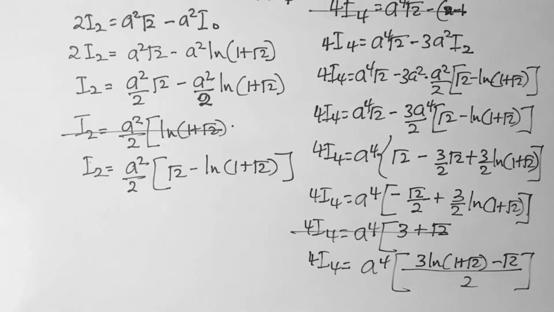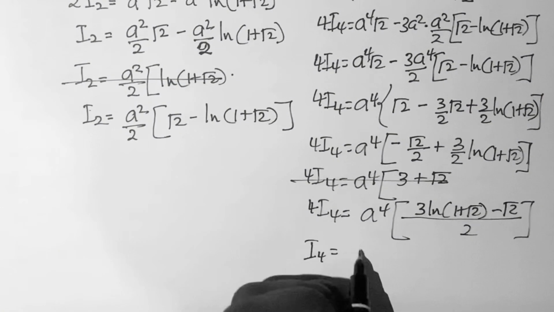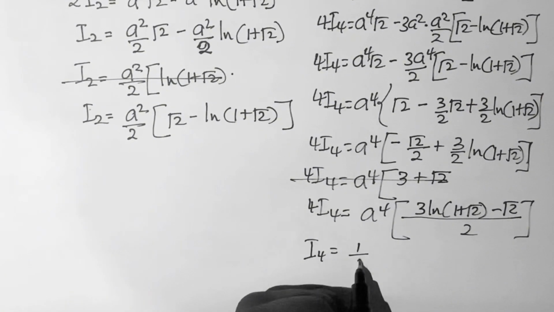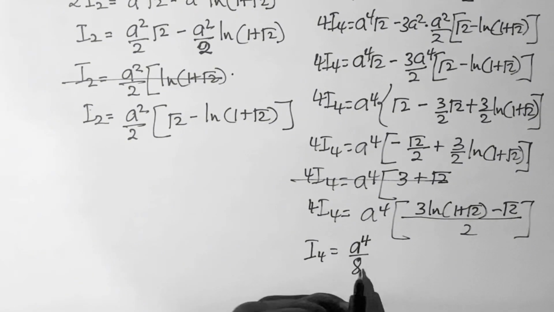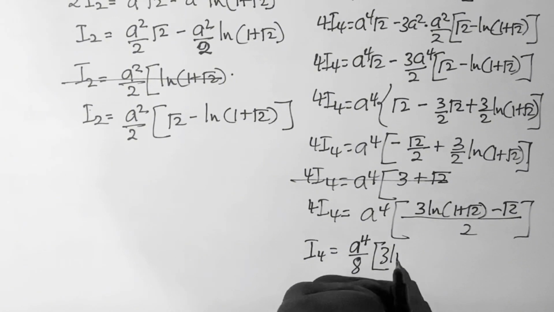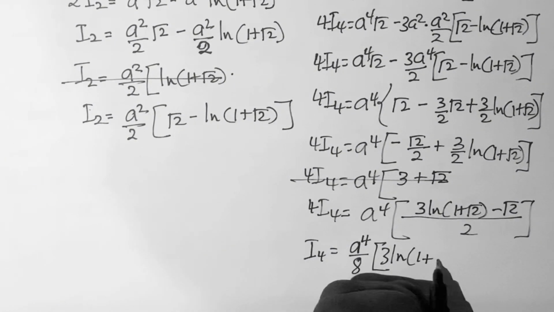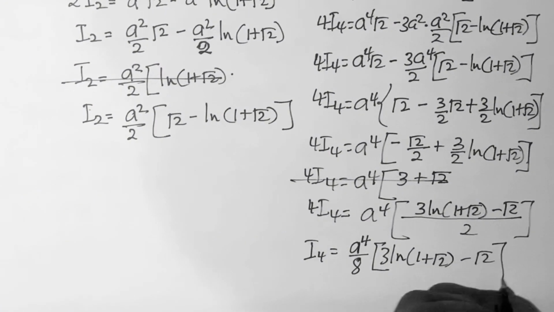So we further divide it by 4. So I of 4 is equal to 1 over 4 times 2, which is 8. So 1 over 8, or in other words, a exponent 4 divided by 8 bracket 3 natural log of bracket 1 plus root 2 minus root 2. So this is I of 4.